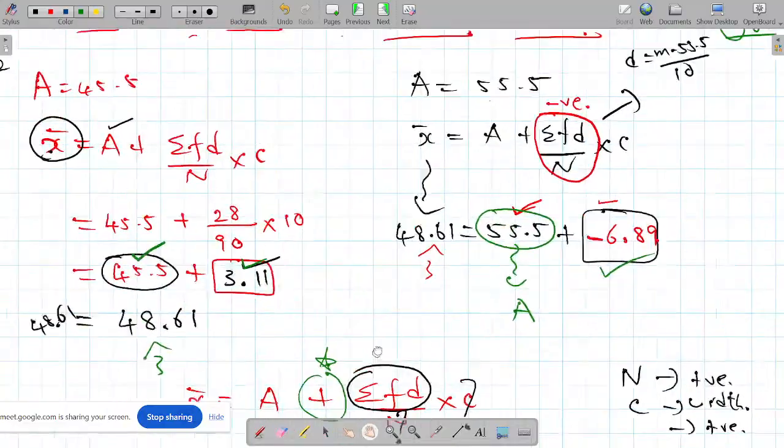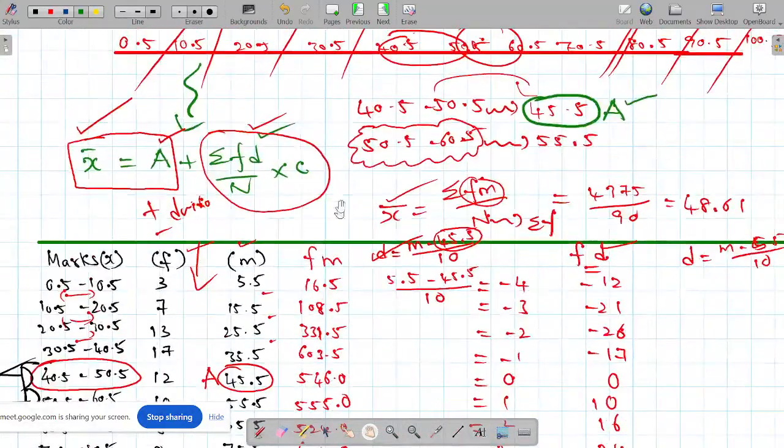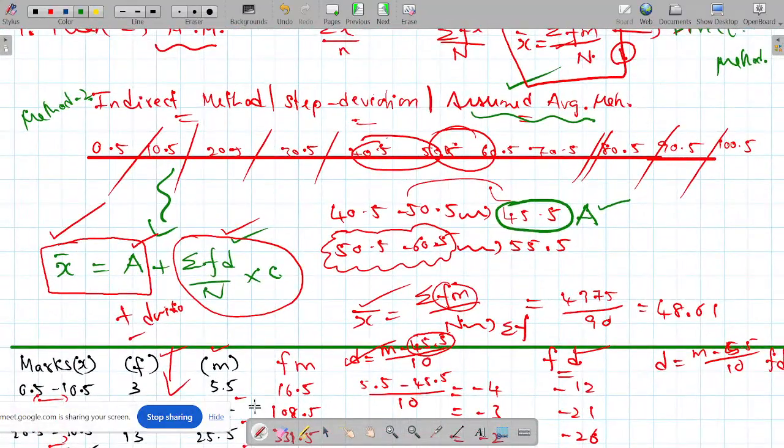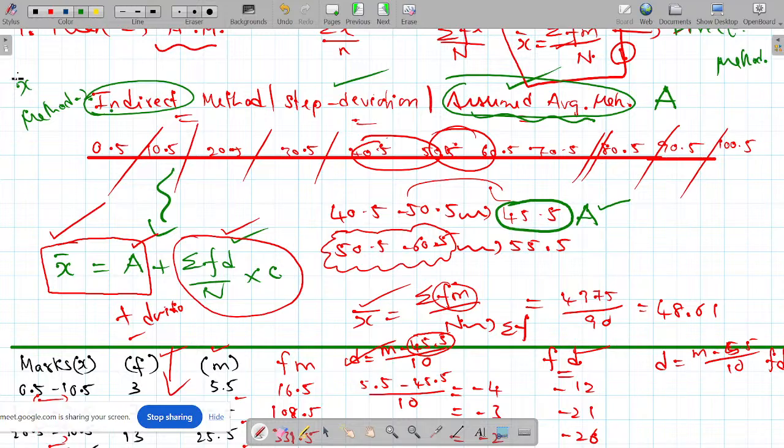I'm just trying to find it in the page. Over here, what is the different name we have used? Assumed mean method, which means I'm taking the help of A. It's also called the step deviation method because we are finding D and deviating step by step. So step deviation method is called the indirect method. We have the direct formula x bar is equal to summation fx by n. Instead of using the simple formula, we are complicating ourselves.